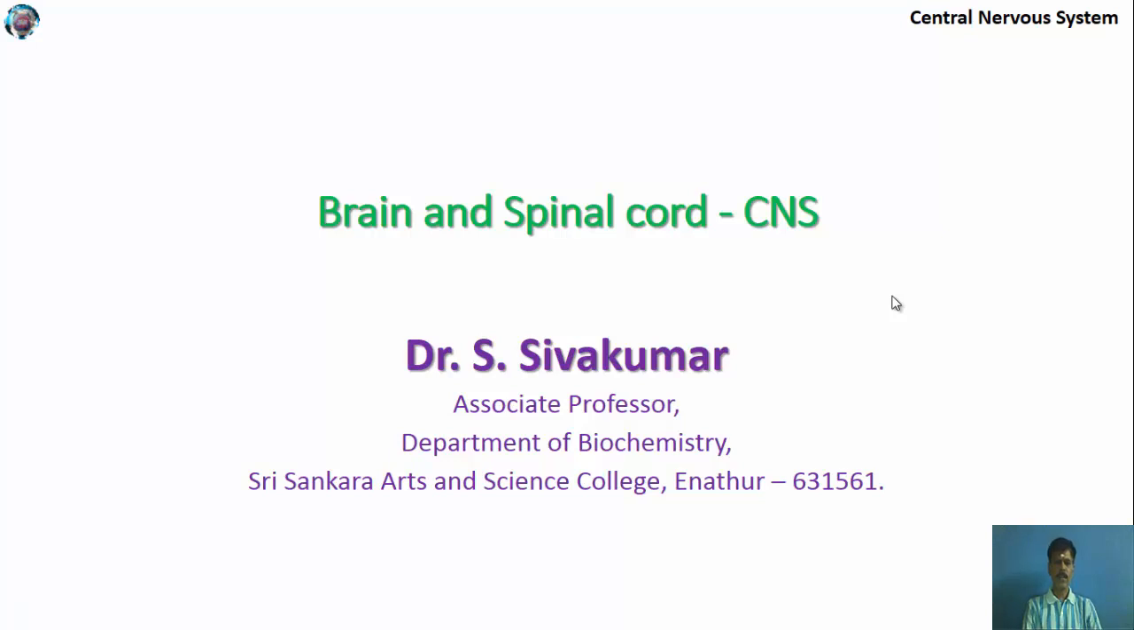Welcome to the third unit of the first section of the physiology paper, that is brain and spinal cord, or we can call it the central nervous system. So we are going to see about the central nervous system in this class, or in this section.